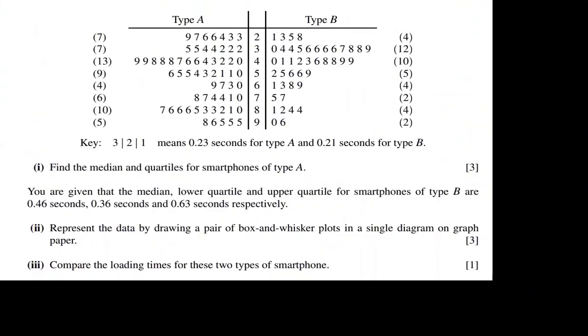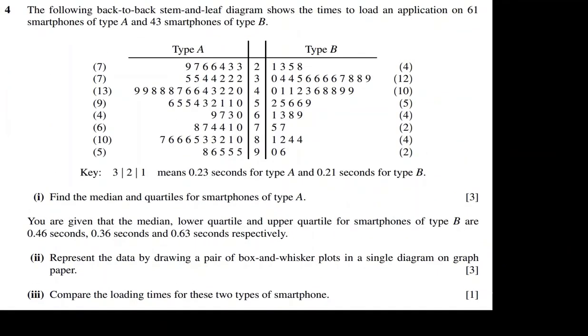Let's go to the next question, which is a back to back stem and leaf diagram. Okay, they are talking about the time to load an application on 61 smartphones. So type A and type B. 61 here, 43 there. Okay, find the median and quartiles of smartphones of type A. So we have to focus on type A only.